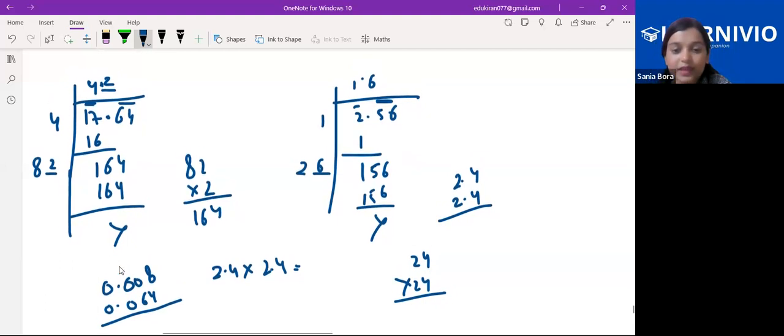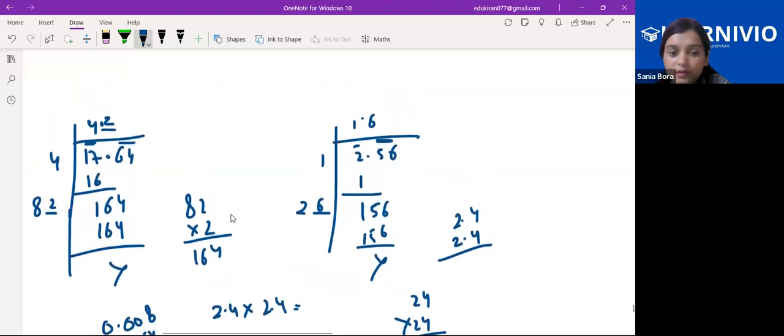Done, everybody? Ma'am, I have a doubt. What if there are odd numbers after the decimal point? Then you have to follow the same process. First one number would be alone and the rest of the numbers would be in pairs. Okay, everybody written? Should I give you the question?